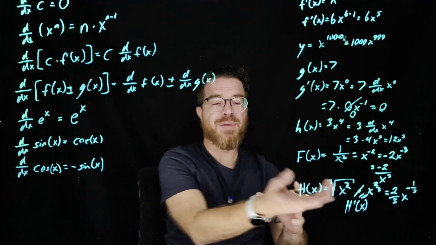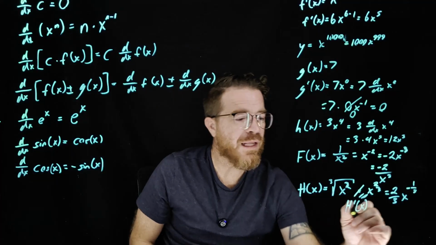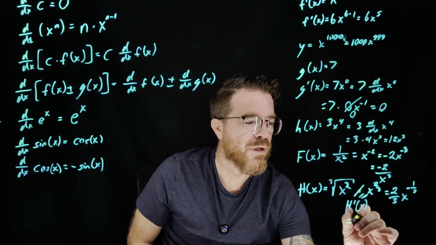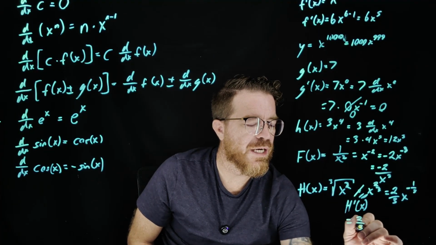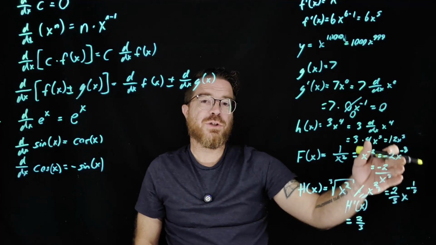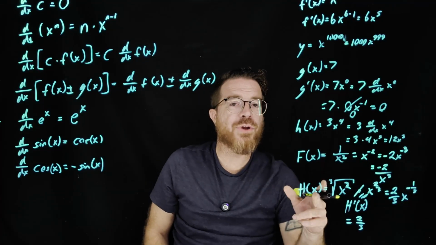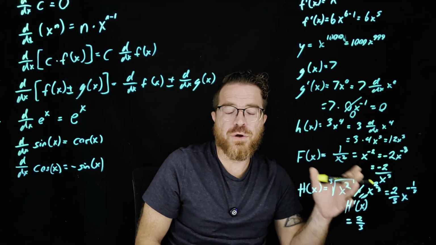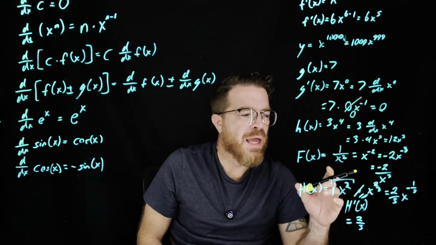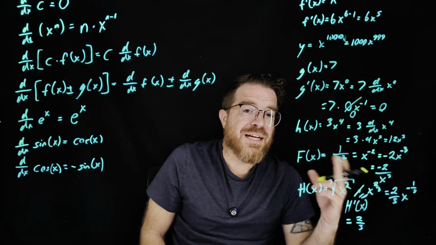Now, if we wanted to write it back in its original form, this is going to be equal to 2 over 3 x to the negative 1/3. Well, x to the 1/3 would make it a third root or cube root. The negative is going to bring it into the denominator.